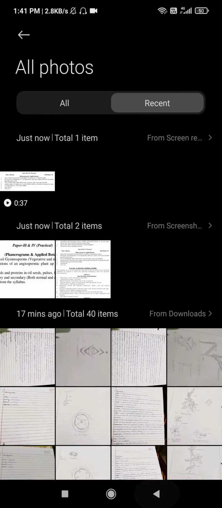You will be given some species or some plants, and in the exam hall you have to write a few lines about it, like identification and a few characteristics. And then 5 marks will be given on your class records, and 5 marks will be given on your viva. So let's start the practical now.